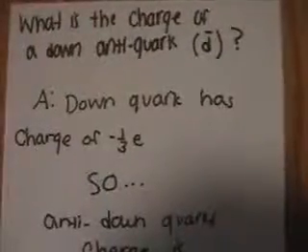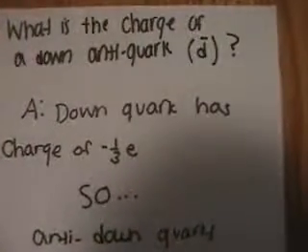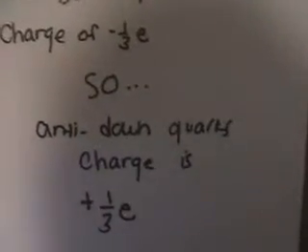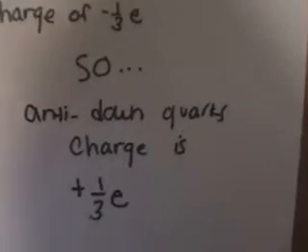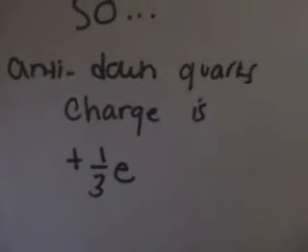and 2 down quarks are negative 1/3 electrons each, which equals 0. Let's try one more example. What is the charge of a down antiquark, which is a d with a line over it? The down quark has a charge of negative 1/3 electrons, so the anti-down quark has a charge of plus 1/3 electrons. All this information is found in our reference table.